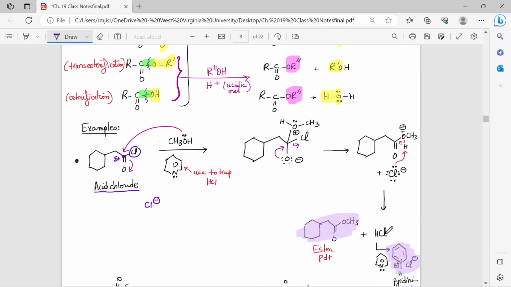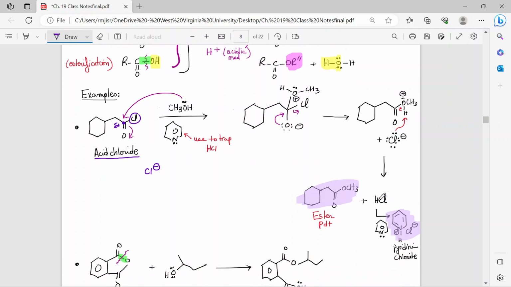HCl is a very bad acid to form in any reaction. So this is why you need a base to trap it and prevent it from forming. This is why every time we start with an acid chloride, you're going to see that we are going to use pyridine as a base.